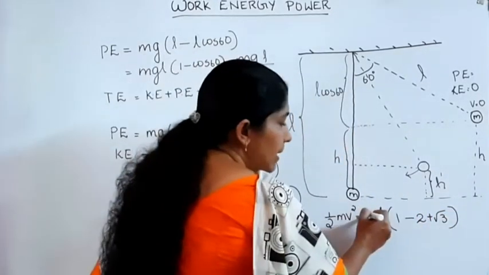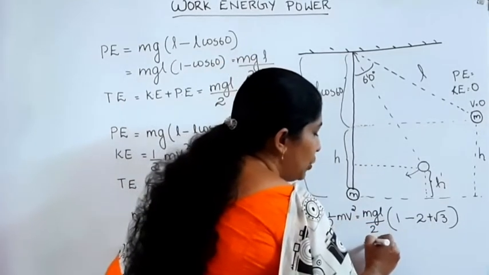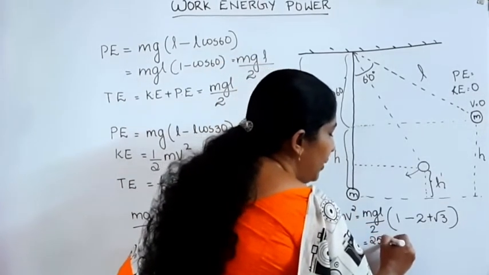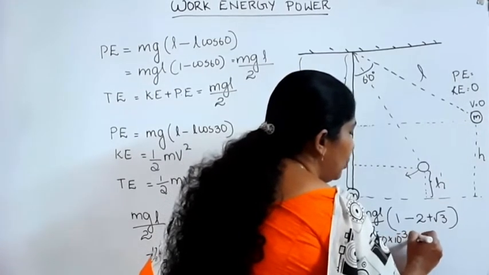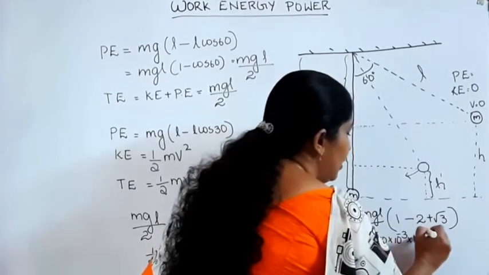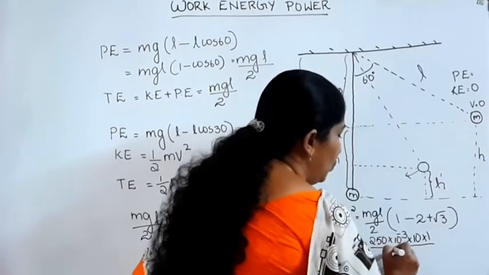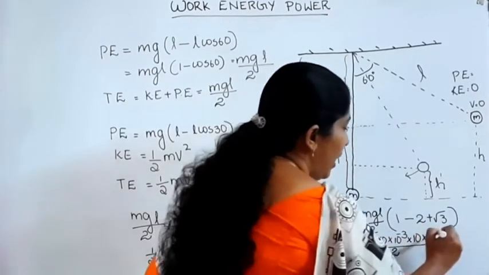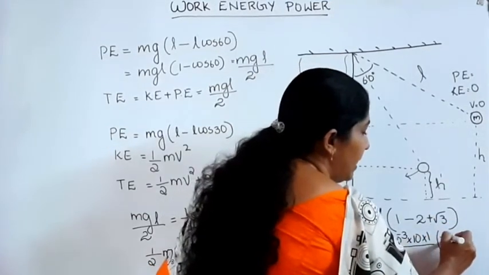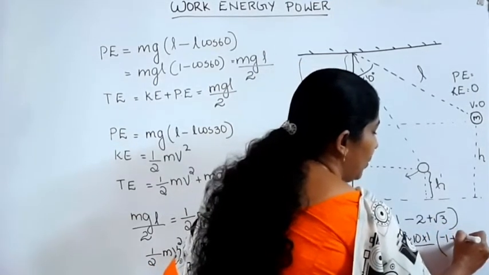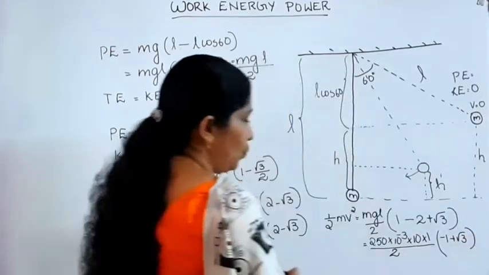Now we can substitute the value of m. m is equal to 250 into 10 raised to minus 3, that is 250 gram. g is equal to 10, and L is equal to 1, so we have 1 divided by 2 into 1 minus 2, that's equal to minus 1 plus root 3.